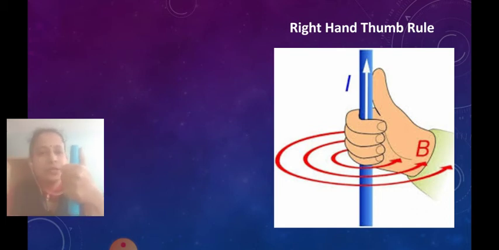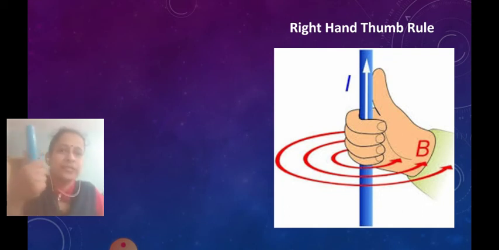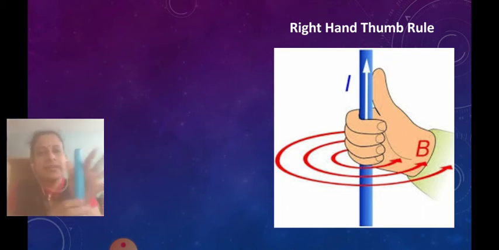Now here it's a mirror image, so my right hand looks like my left hand here. So what you have to do is just hold the conductor in your right hand, and then the curled fingers will show you the direction of the magnetic field. The rule is very simple. You just have to imagine that you are holding a conductor. Don't hold a real conductor. You can use either a pen or pencil as if it is a conductor.